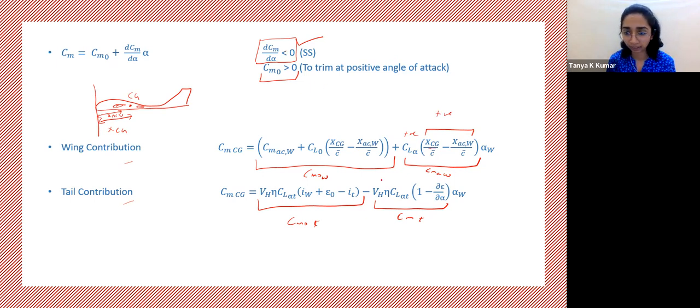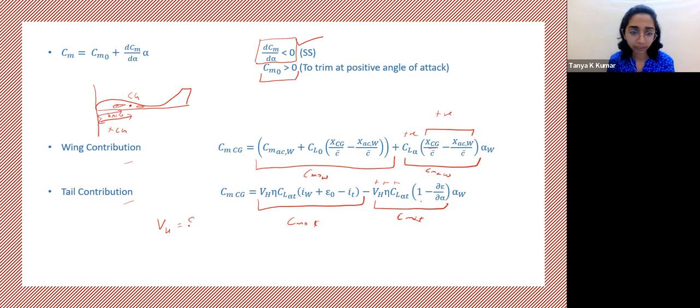Now we see the tail. Let's see the sign of this Cm alpha of the tail. VH is positive, Cl alpha is positive. What is VH? Does anyone remember? Has anyone taken the stability and control course? It's called the tail volume ratio, the horizontal tail volume ratio. What is it equal to?